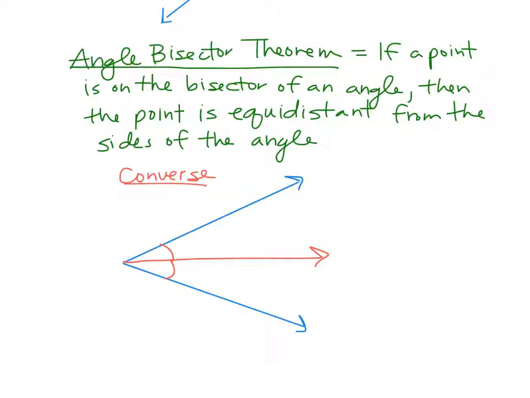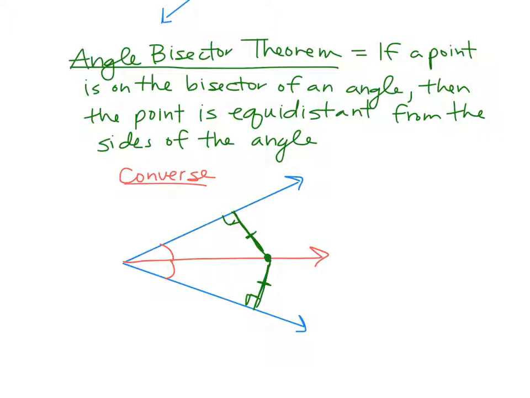What it's saying is any point on that bisector, so like this point here, should be the same distance away from one ray as it is from the other. How do we calculate distance? Perpendicular. So I would have to go perpendicular here and perpendicular here. So basically what it's saying is this length is the same as that length.